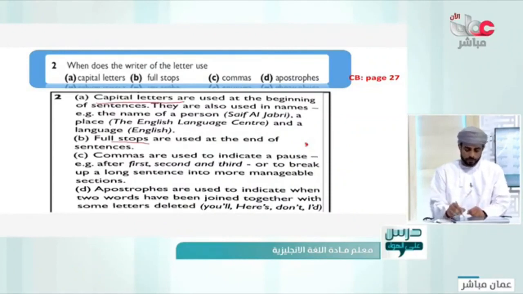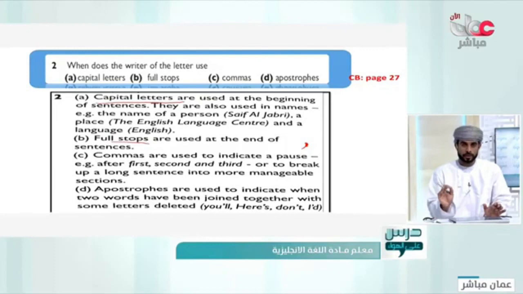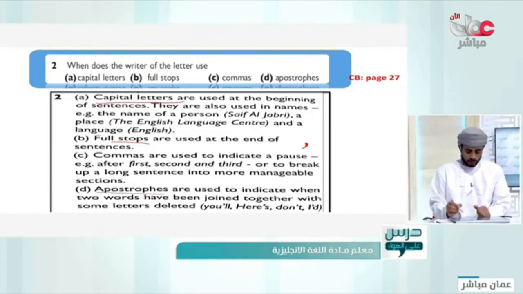Commas. The comma is used to indicate pauses. For example, like first, you stop, first, second, third, and etc. Or to break up a long sentence into more manageable sections. If you have a long sentence, just break it between here and there. For example, when you use the words when and while, you are supposed to draw a comma there.